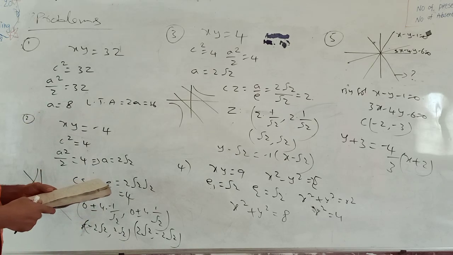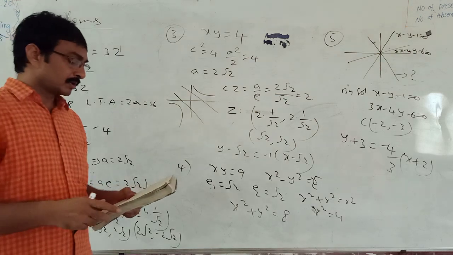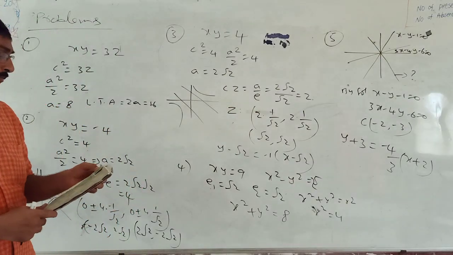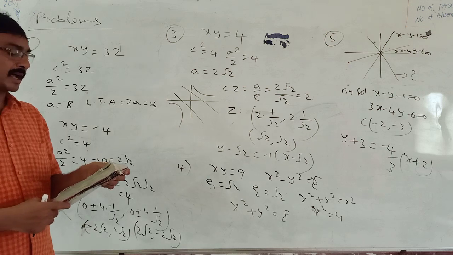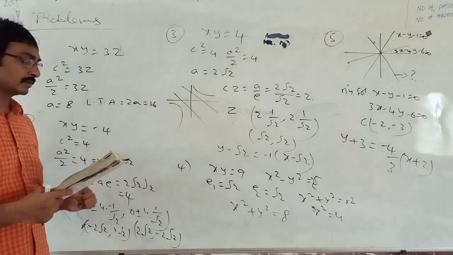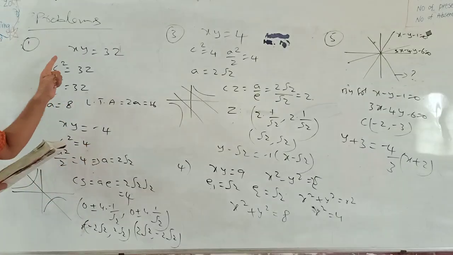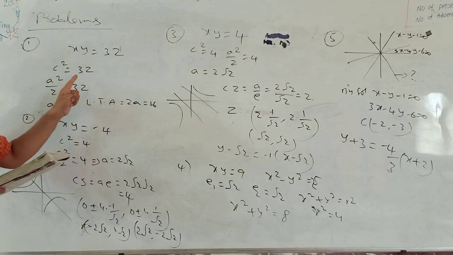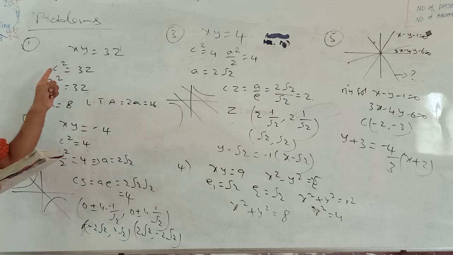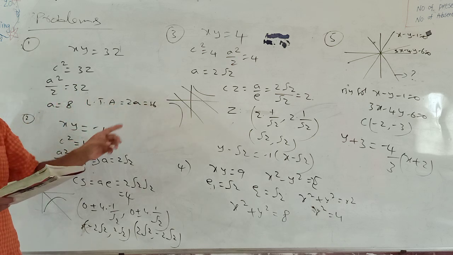Now see the problems related to the above rectangular hyperbola concept. See the class notes while I am reading the problem. First one: length of the transverse axis of the rectangular hyperbola xy equal to 32. The formula for the length of the transverse axis is 2a. But the given rectangular hyperbola is in the form xy equal to c square. So by comparing c square value 32, the relation between c and a: a square by 2 equal to 32, a square equal to 64, a equal to 8. Therefore the length of the transverse axis 2a means 16.